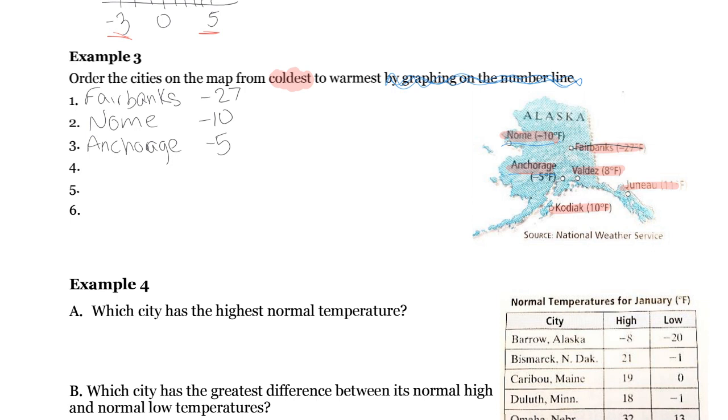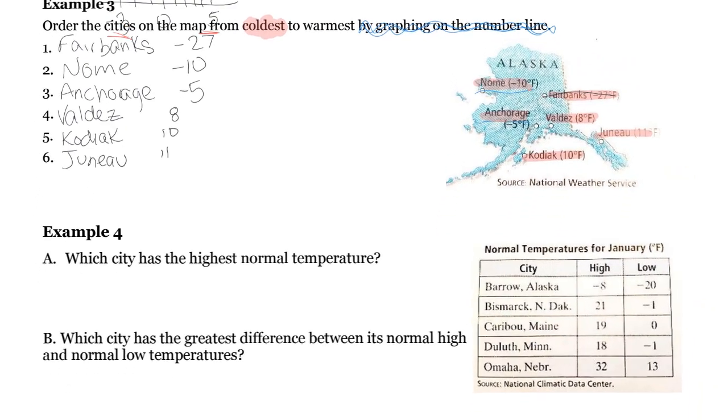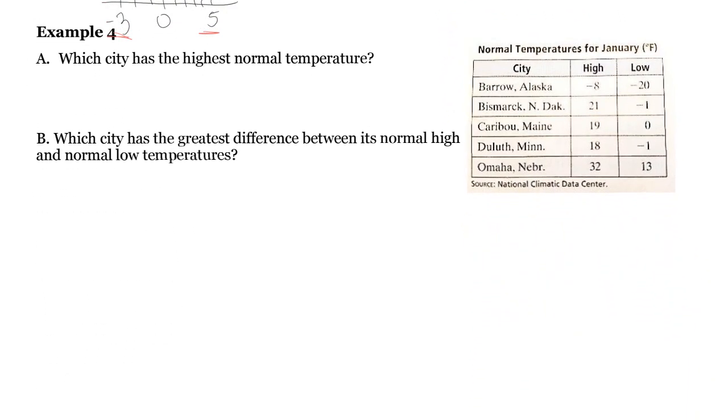Then Valdez. Okay, so finish 4, 5, and 6. Pause for 4, 5, and 6. Okay, so hopefully you got the last 3 right with Valdez, Kodiak, and Juneau, because we went from coldest to warmest. So now let's look at example 4. Which city has the highest normal temperature? And which city has the greatest difference between its normal high and normal low?